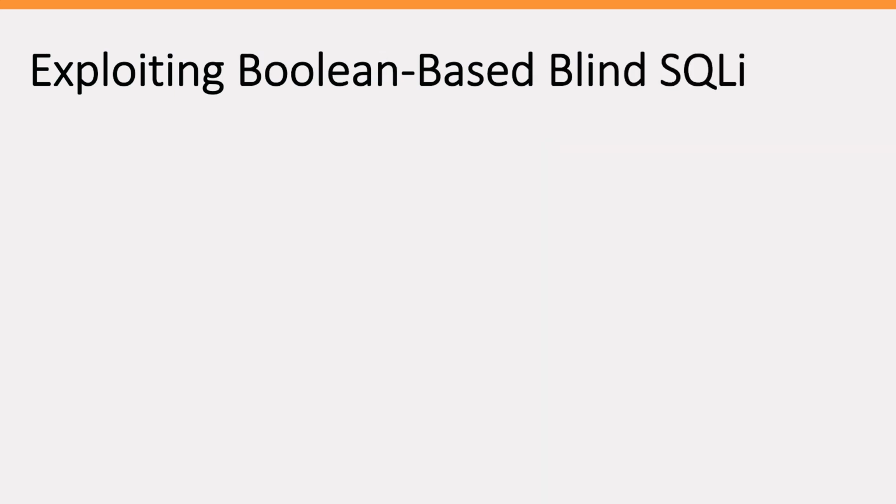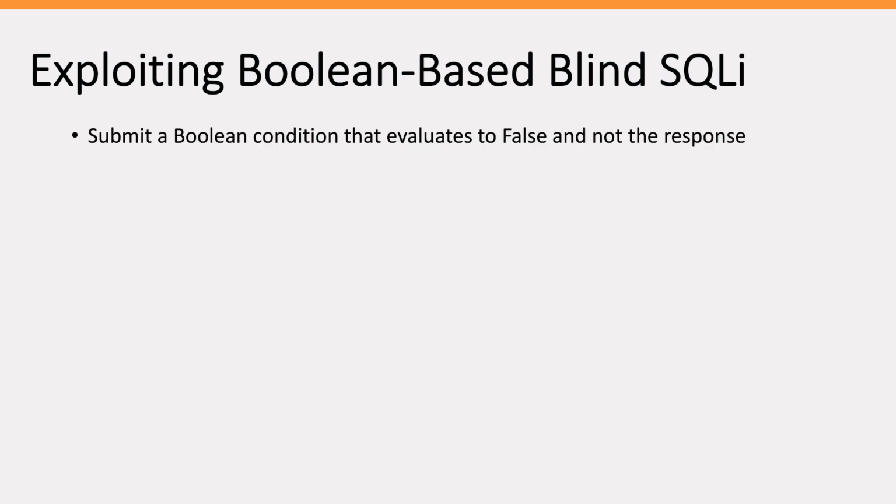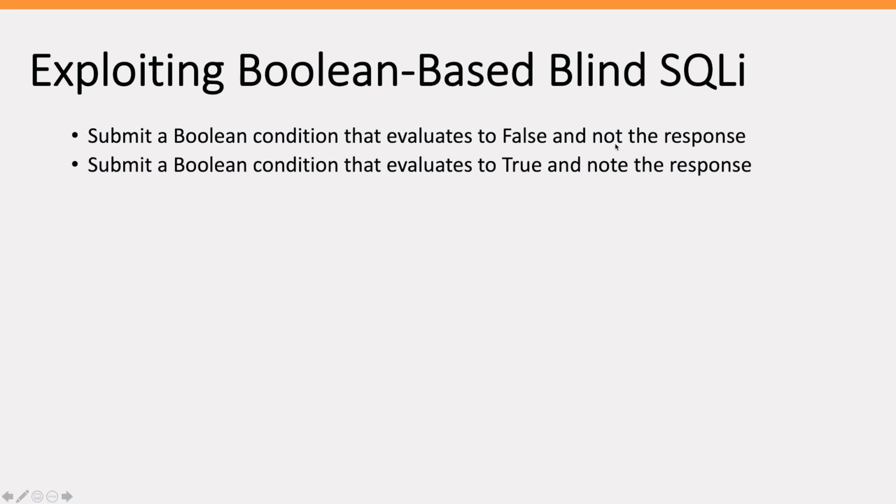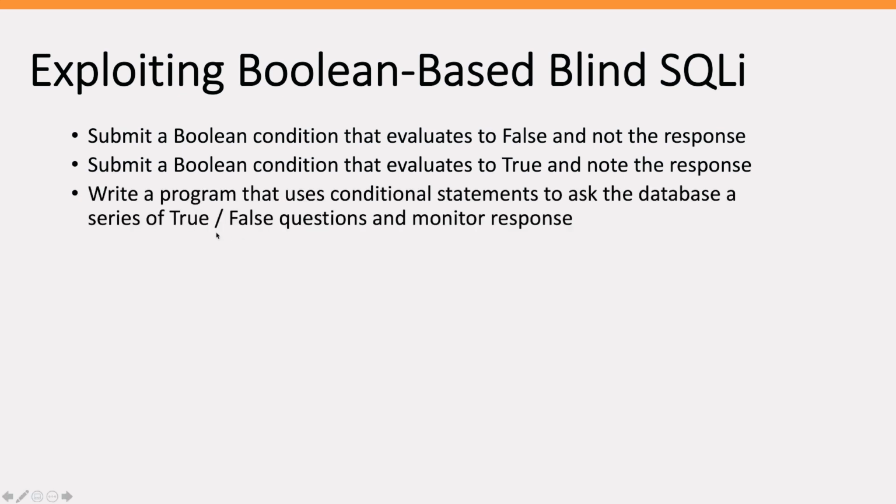Next, let's talk about exploiting Boolean-based blind SQL injection. So the first thing to do is submit a Boolean condition that evaluates to false and note the response. The next thing to do is submit a Boolean condition that evaluates to true. And again, note the response. If the response is different when you force a false statement versus a true statement, then you have a Boolean-based blind SQL injection. And the way to exploit that, we already talked about, is to write a program that uses conditional statements to ask the database a series of true and false questions, and then monitor the responses.